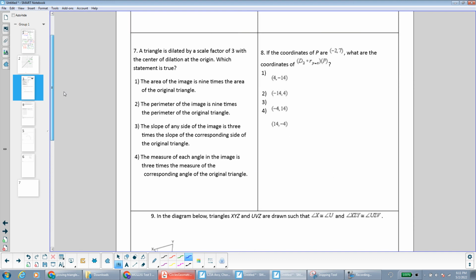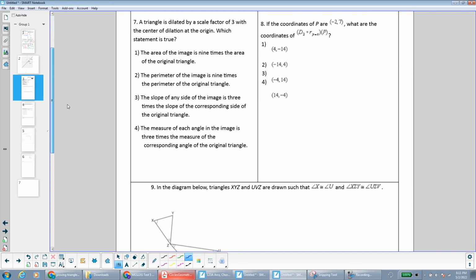Okay. A triangle is dilated by a scale factor of 3 with the center of dilation at the origin. Which statement is true? So that's kind of like the one we were just looking at. But this one's asking about area, perimeter, slope, and angle measurement. So I'm going to start with the bottom one, number 4.